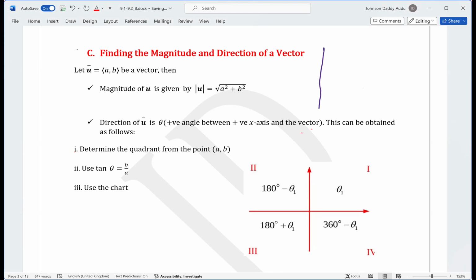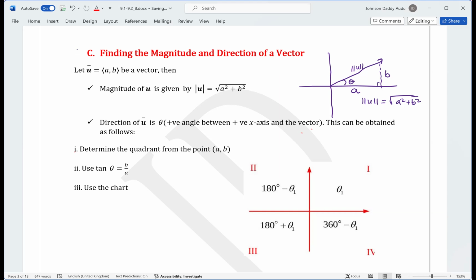Let's assume you have a vector whose tail starts from the origin. So we're going to have a vertical component of the vector, which is going to be B. The horizontal component is A. And then you have theta. Theta represents the direction. The magnitude is simply the length of the vector. From Pythagoras theorem, this is going to be the square root of A squared plus B squared. So square the horizontal, square the vertical, add them, and take the root.